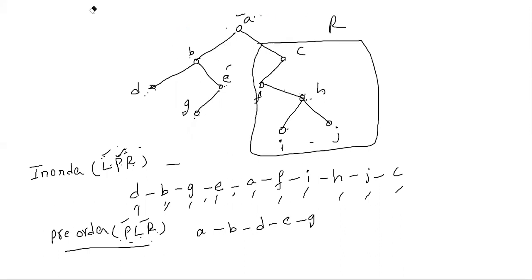Okay. So now come to here. Again apply the same PLR formula for C. Apply the vertex C PLR formula. Pre-order: P, parent. What is the parent? C. Come to left. Left again one subtree will be there. Whose subtree? F. For F apply the PLR formula.